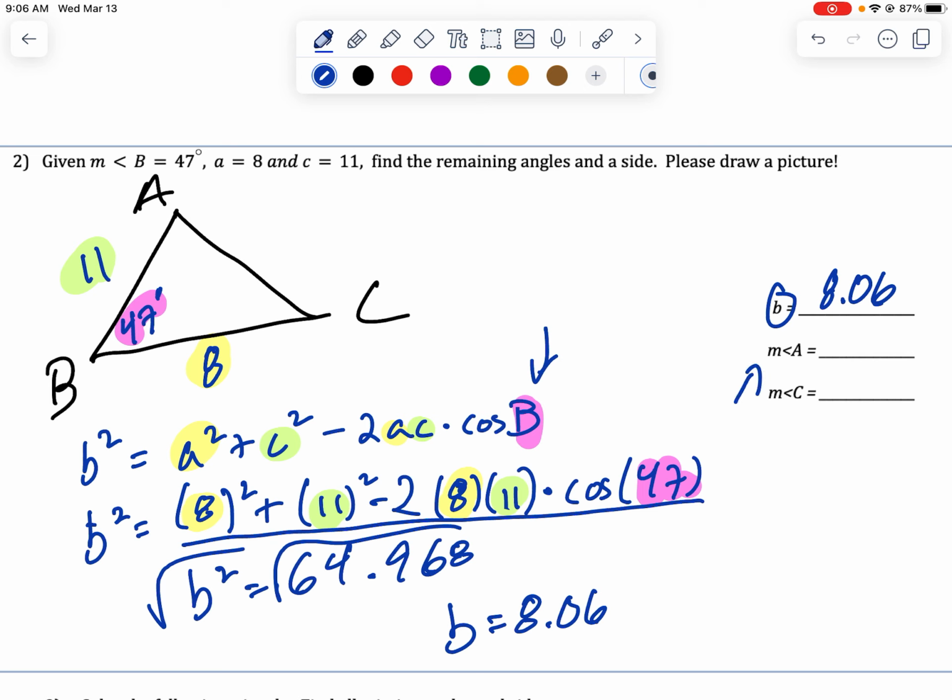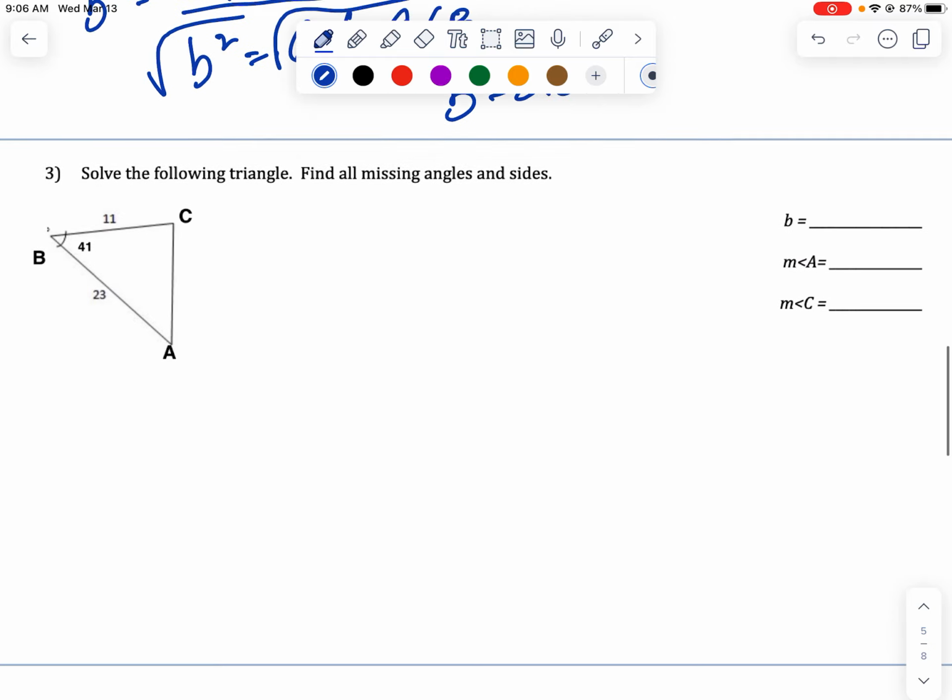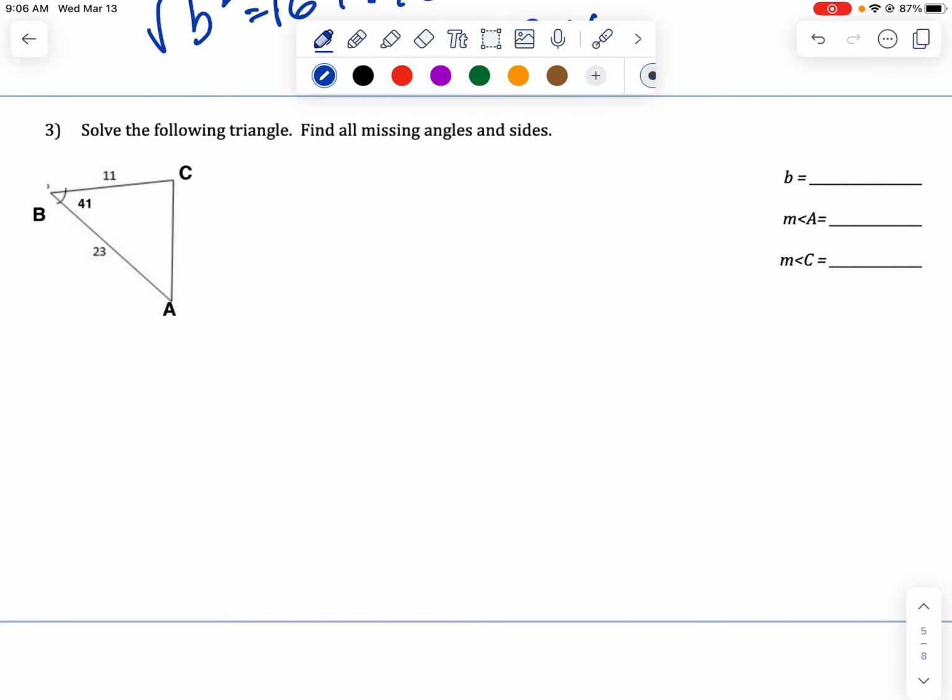If you wanted to solve for A or wanted to solve for C, I would have to use the law of sines. I'd have to go sine of 47 over 8.06 equals sine of A over 8. I'm not going to have you do that, so you don't really have to worry about that too much, but I just wanted to show it to you. Why don't you try number 3? Try number 3, pause it, and then check your work.